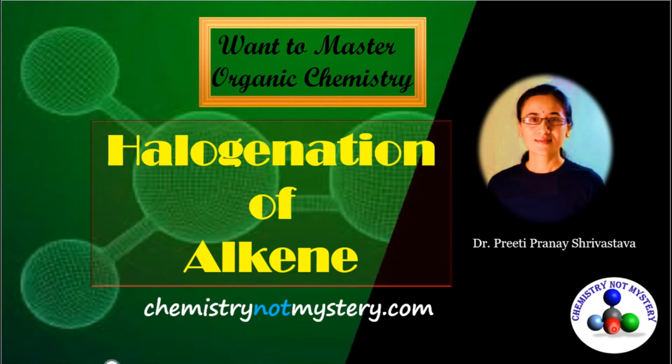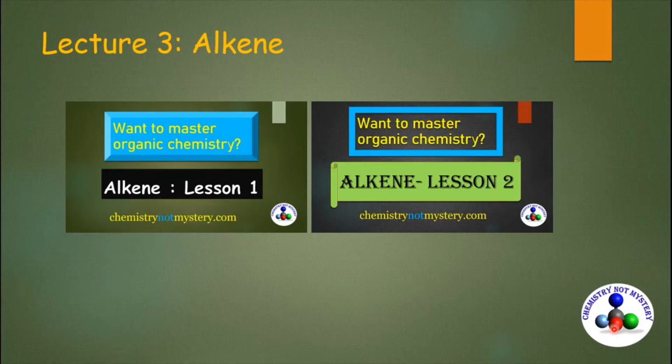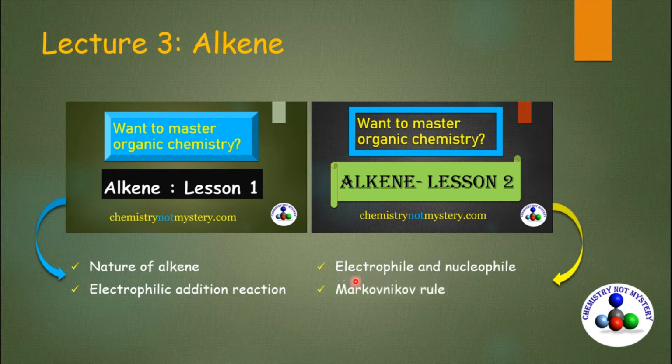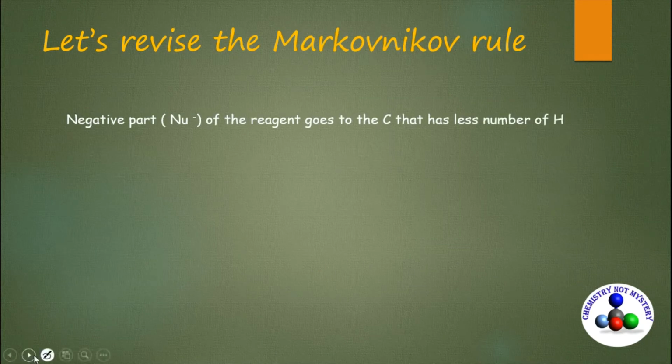chemistrynotmystery.com. This is the third lecture of alkene in which we are going to learn halogenation. So far we have studied nature of alkene, electrophilic addition reaction, electrophile and nucleophile, and Markovnikov rule. Let's revise the Markovnikov rule. According to the rule, negative part of the reagent goes to the carbon that has less number of hydrogens.